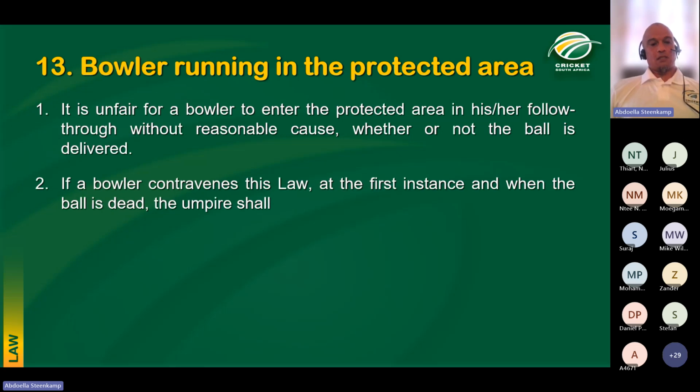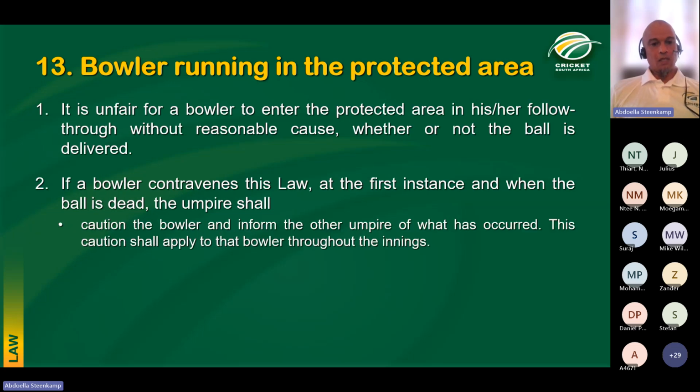Firstly, at the first instance that the bowler goes into the protected area, the law tells us we need to caution the bowler. You then inform the other umpire that you've given the bowler a caution. And as good practice, also inform the bowler's captain that you've given the bowler a caution for running in the protected area. And this caution applies throughout this innings, let's say it's the first innings of a Test match. So throughout the entire first innings, this caution applies. When we get to the second innings, the bowler will then start with a clean slate again.